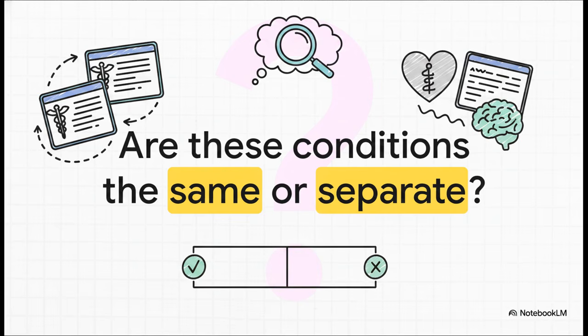But remember, we only talked about Excludes 1 today. What happens when your manual throws an Excludes 2 note at you? Well, we're going to have to save that mystery for our next explainer.